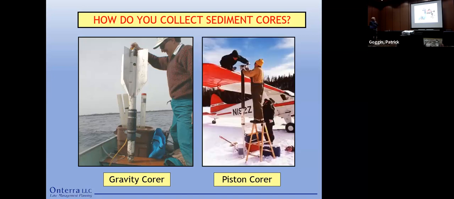We also use what's called a piston core. In this case, this is a core that was taken on Isle Royale to look at changes in mercury deposition over time. This has a bigger core tube, so you end up with more material, but you're limited to about 40 to 50 feet of water depth because you have aluminum pipes attached to it. And when we take these sediment cores, if you look on the right, what we're doing is taking different sections off the sediment cores, and then we'll analyze the various sections throughout the core.